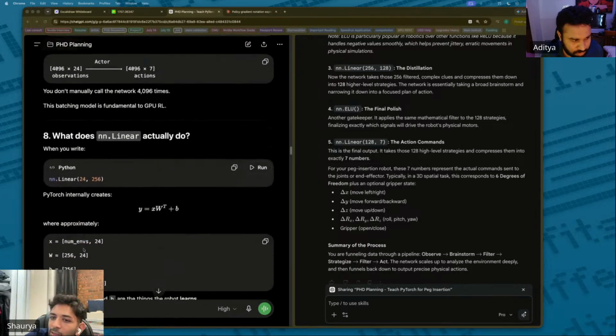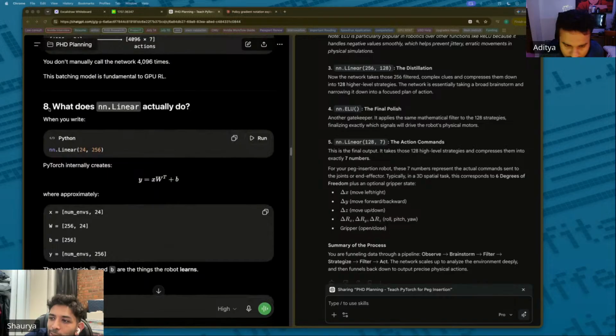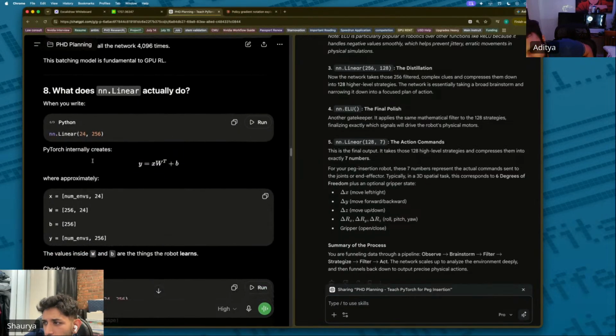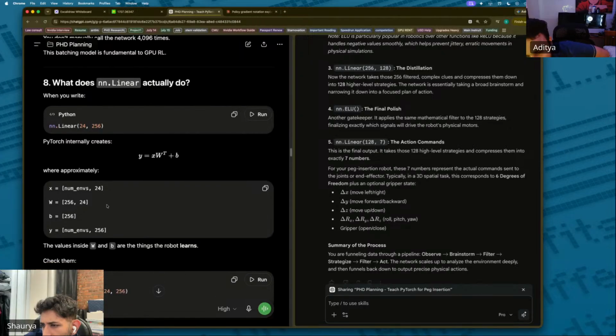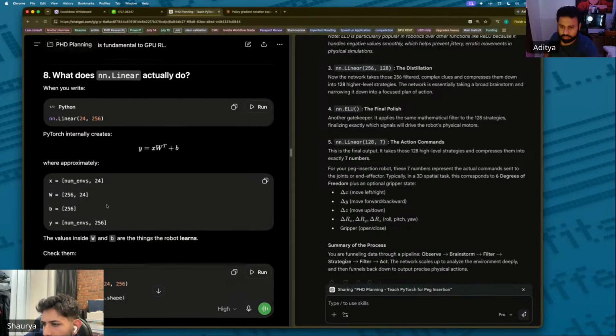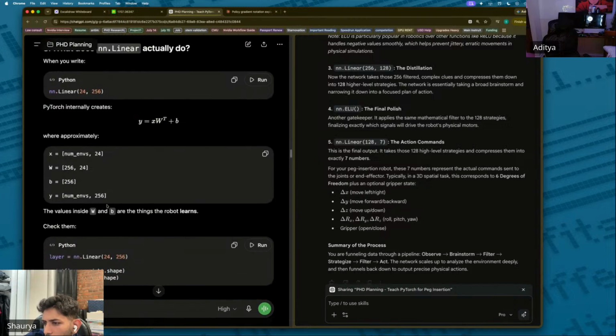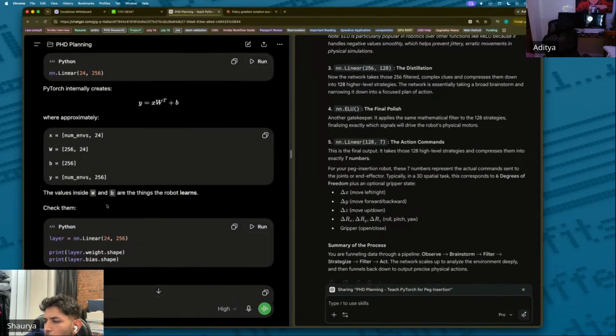Oh, now it explains it. What does nn.Linear actually do? The values W and B are the things the robot learns, weights and biases. Check them. X is equal to num_envs, so 512 into 24, and then 256 into 24. B is 256, num_envs is 512. Okay, the values are inside. W and B are the things the robot learns.